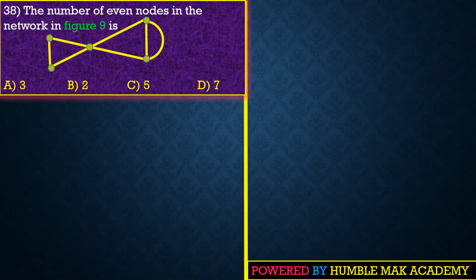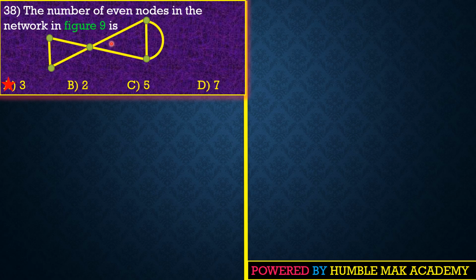Question 38, guys, reads: the number of even nodes in the network in figure 9 is. So guys, the even nodes are simply those nodes that have an even number of arcs. If you look at this node, it has 2 arcs, right? 2 is an even number, so we have 1. Likewise, if you look at this one as well, it has 4 arcs, right? 1, 2, 3, 4. 4 is an even number, so we have 3. Then if you look at these, we have 3 arcs, so it is an odd node. So the best option here, guys, is 3. So A is the best option.